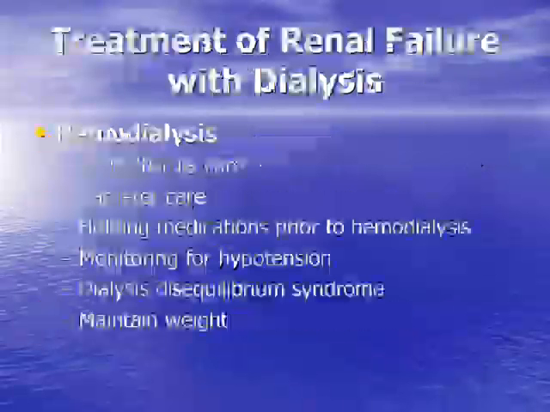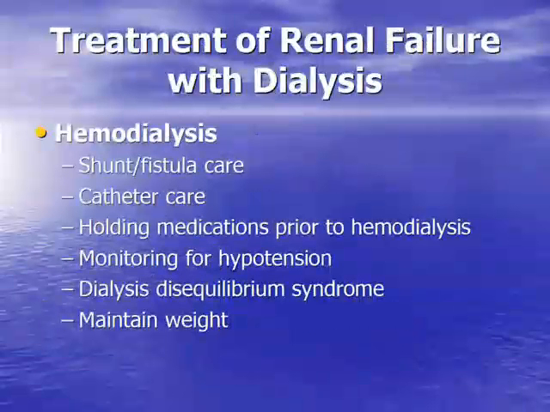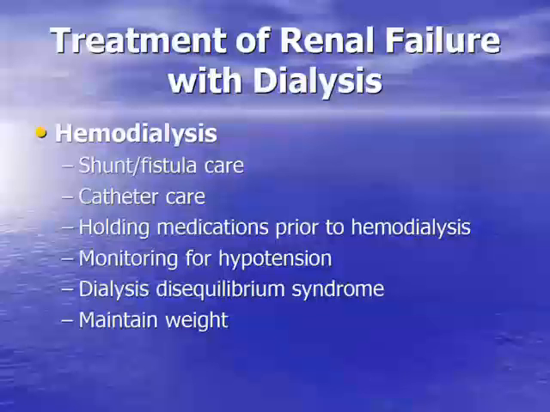For that patient that is in end-stage renal disease, these patients typically will need to go through some sort of dialysis, whether that be hemodialysis or peritoneal dialysis. The first one that we're going to talk about is hemodialysis. The patient will need a shunt or fistula in order to access hemodialysis, so catheter care is going to be an educational piece to go over with them.